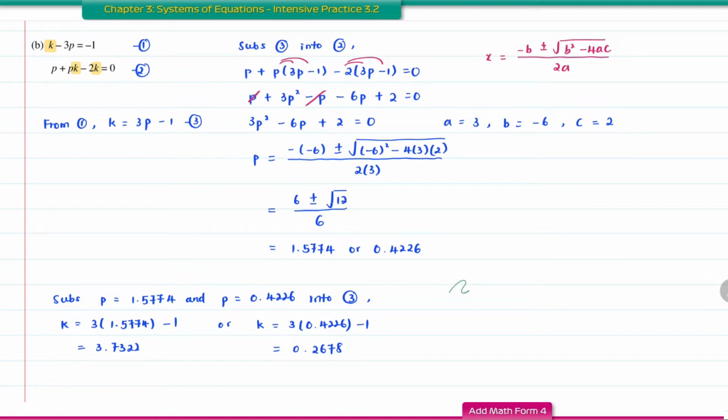So now we have already solved this question. We have two pairs of answers as usual. The first is when p is equal to 1.5774, the value of k is equal to 3.7322. And another pair of answers is when p is equal to 0.4226, k is equal to 0.2678.